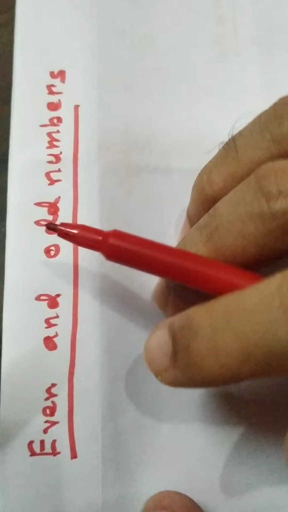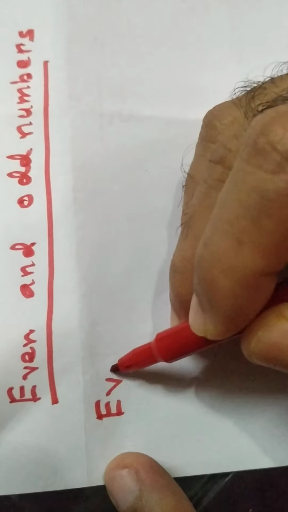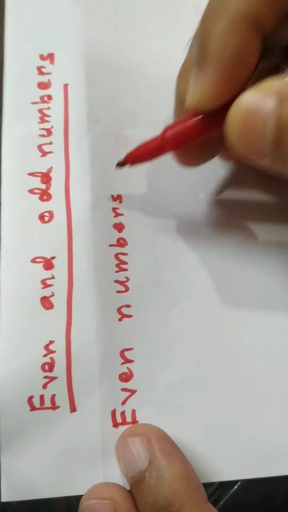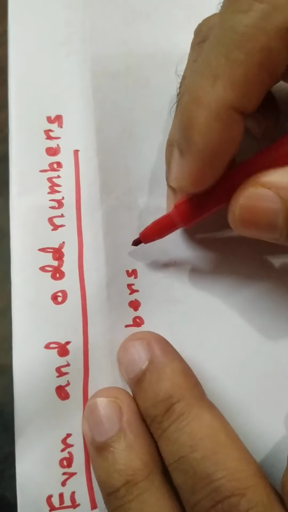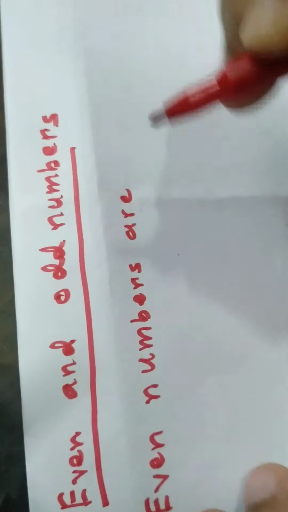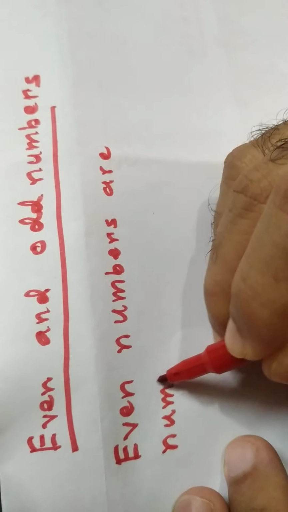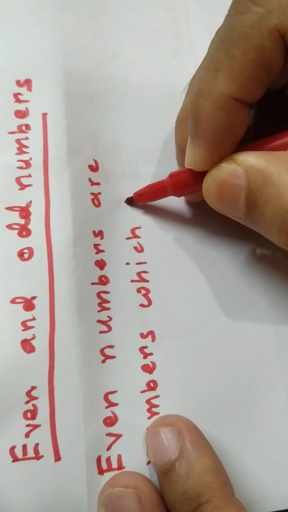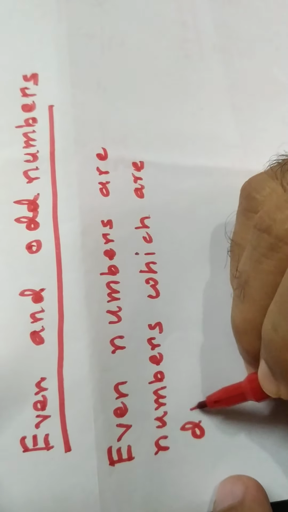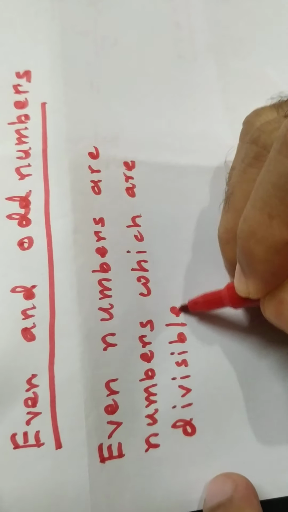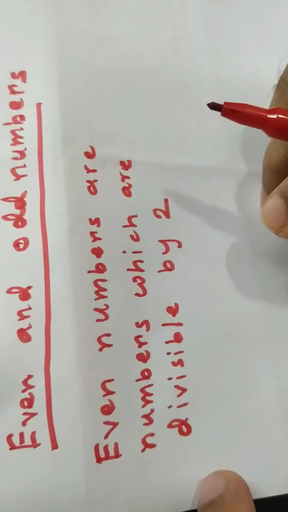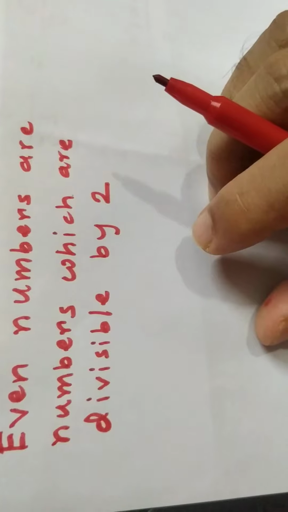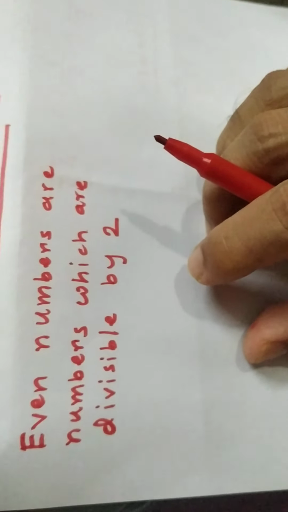Well, what are even numbers? Even numbers are those numbers which are divisible by 2. And what are odd numbers? Just the opposite. Numbers which are not divisible by 2.